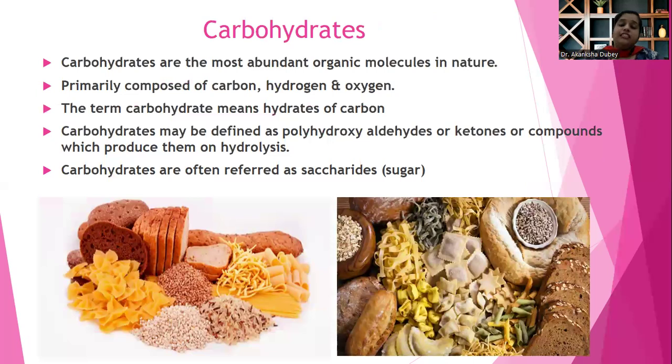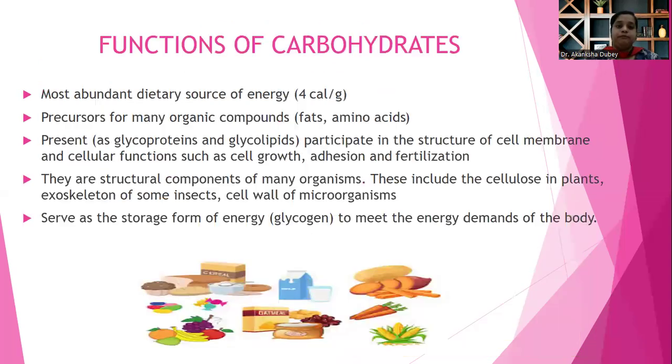Now, carbohydrates, what are they exactly? It is the most abundant organic molecule. Why is it termed carbohydrate? Because it is composed of carbon, hydrogen, and oxygen. And the term carbohydrate means hydrates of carbon. Carbohydrate may also be defined as polyhydroxy aldehyde or ketone, or compounds which produce them on hydrolysis. Now, carbohydrates can often be referred to as saccharides or sugars.